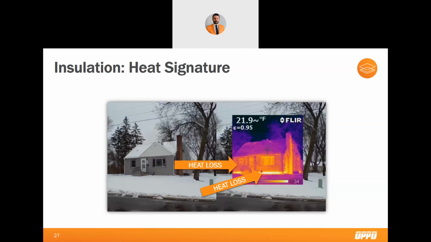But if you look closely, you'll see an almost white band at the bottom of the home. That is where the rim joist is at. And that is why we spent so much time on it. There is a tremendous amount of heat transfer occurring here. By contrast, the roof looks pretty cool relative to the rest of the home. It's likely that they have adequate insulation in their attic.